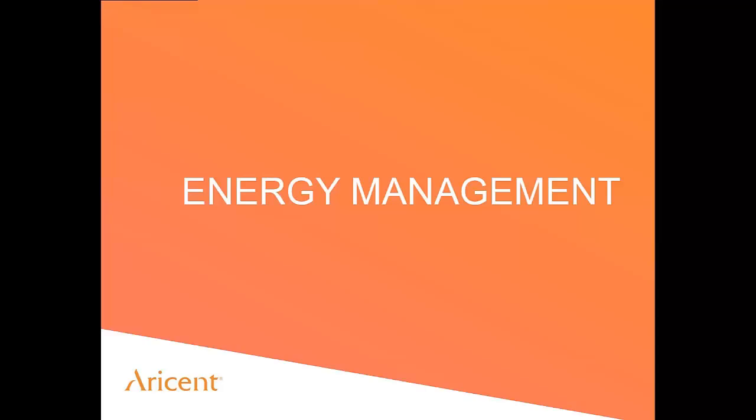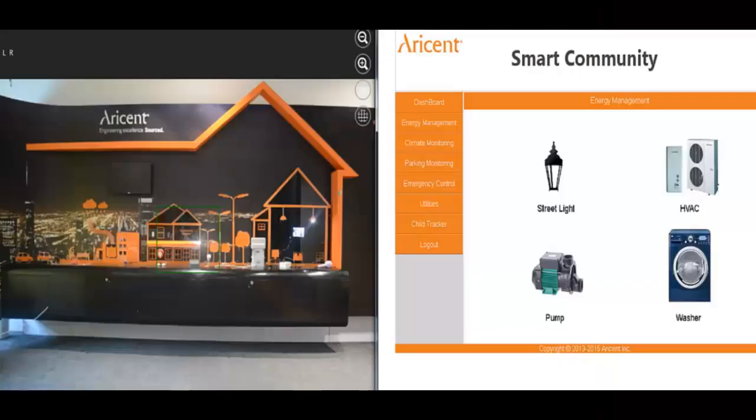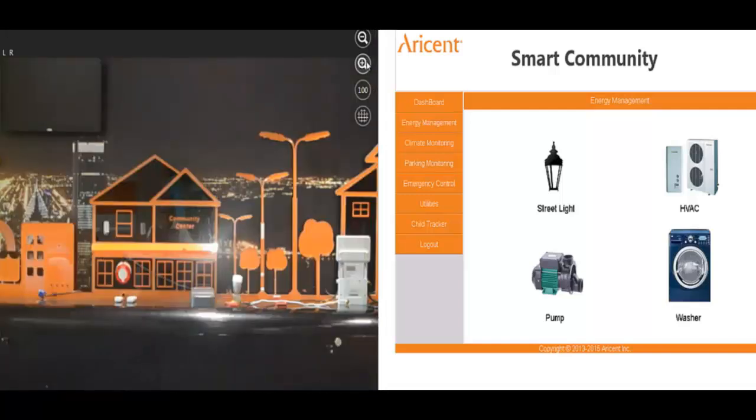The energy management option. With this option, the Estate Manager will be able to monitor and control various devices and equipment such as street lights, HVACs, air conditioners, heaters, pool pumps, and washing machines. The Estate Manager will be able to control the street light manually using the street light button.